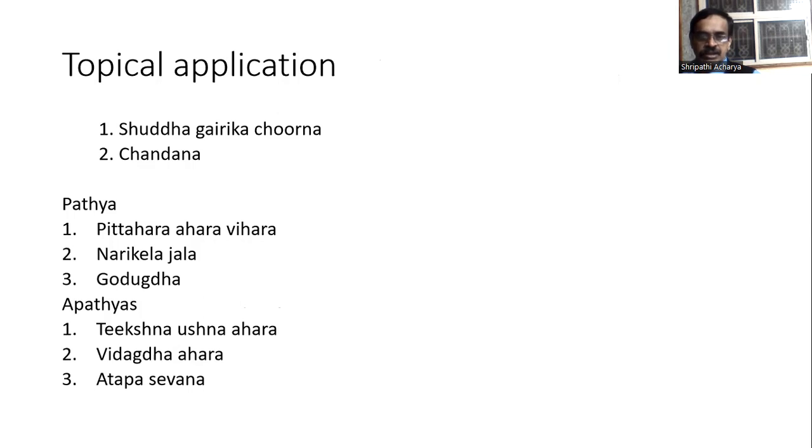Pathya: Pittahara Ahara and Vihara, and Narikera Jala, both these are pathya. Apathya: Tikshna, Ushnahara, Vidagdhahara, and Atapaseva. They are the main apathya. Even exercise is also apathya.